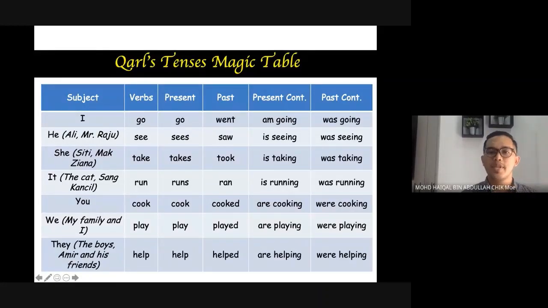But for present continuous and also past continuous tense, for example, I am, the verb you have to add -ing. I am going. Then past, I was going. The trick is here. The problem is here.